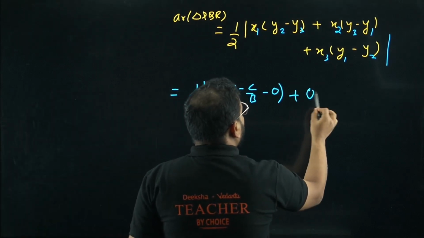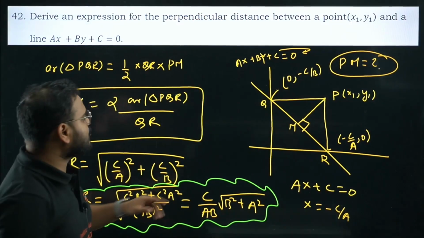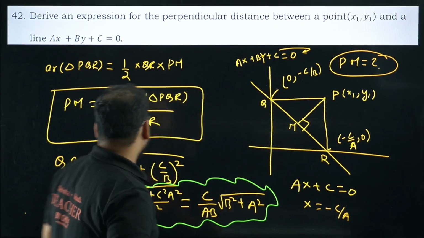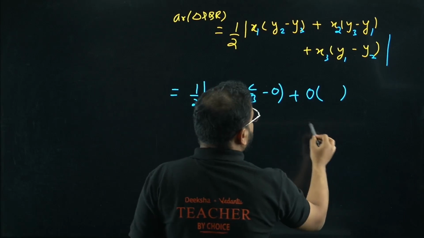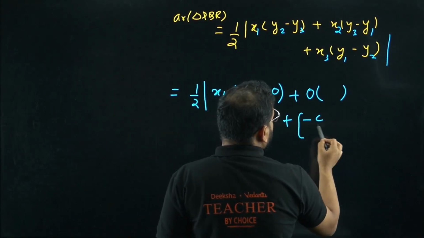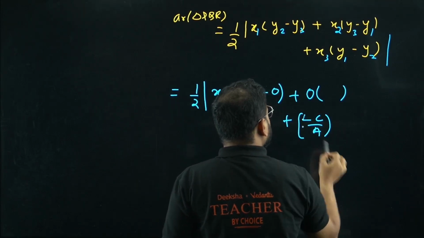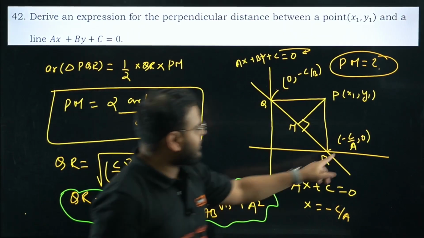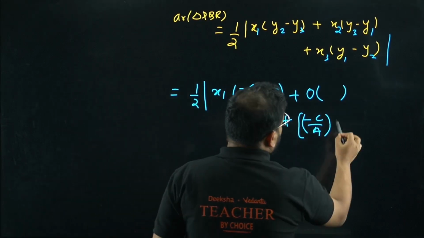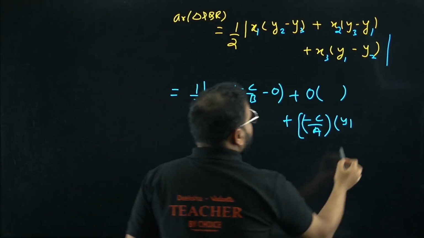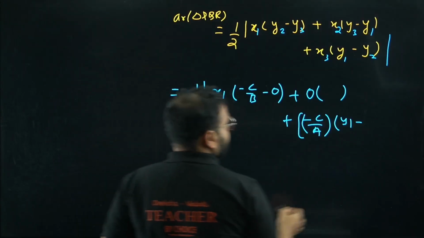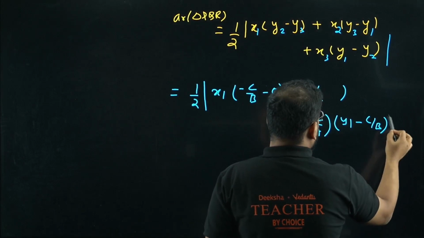Next is 0. How come? X2 is 0, so everything we multiply with that will be 0 anyway. That's why I've written 0 here. What about X3? X3 is minus C by A. Have a look, X3 is minus C by A. X3 times what we have, Y1 minus Y2. What is Y1? Y1 is Y1 only. What is Y2? Please check. Y1 is this, Y2 is minus C by B. Okay, close this bracket.